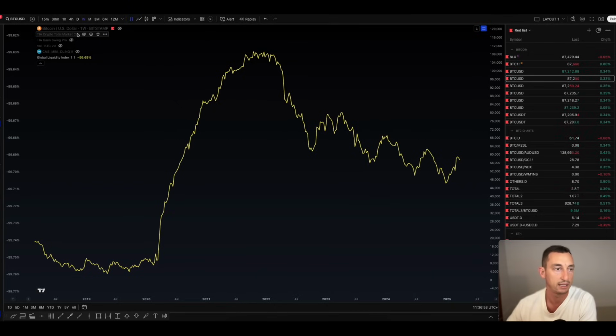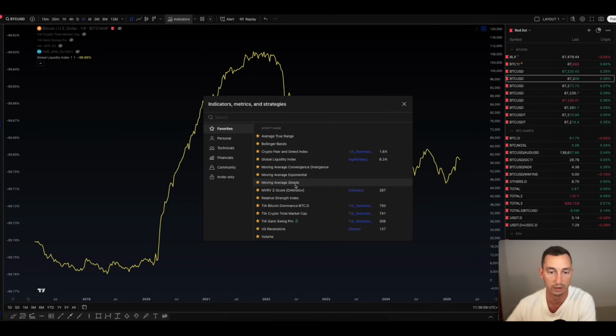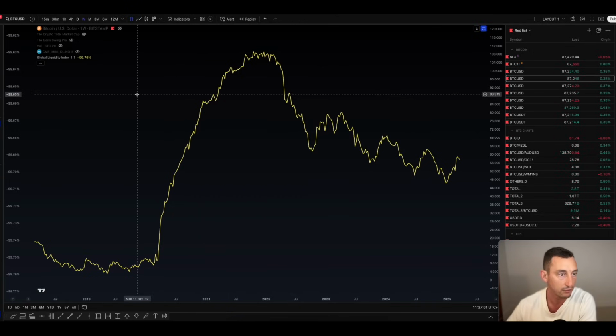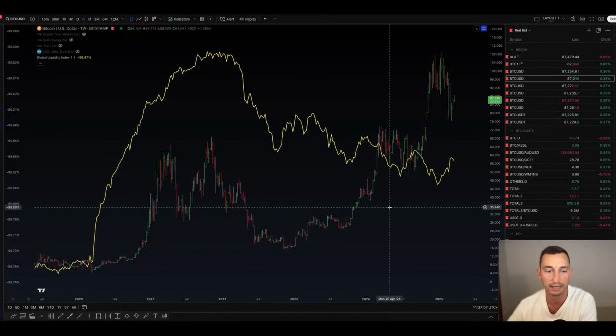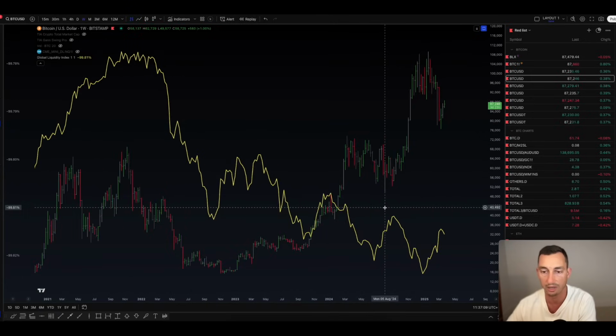Okay, so let's go ahead and dive in. This is the Global Liquidity Index. You can access it from indicators. Just search for Global Liquidity Index. Star it, favorite it, so you've got it for your charts. Now I'm going to turn on the BTC background here, and there we have it. That's BTC on a weekly time frame.